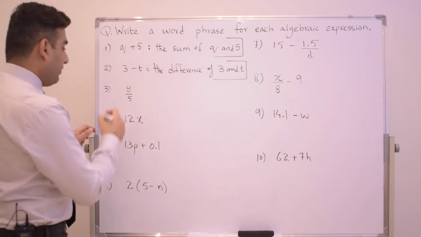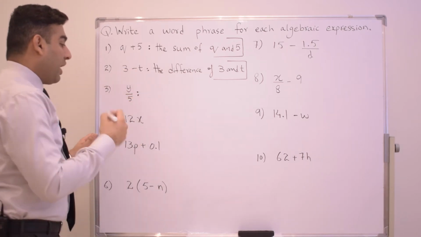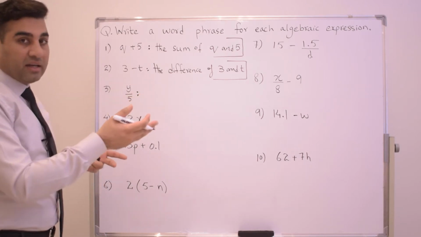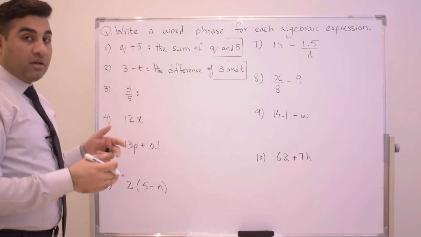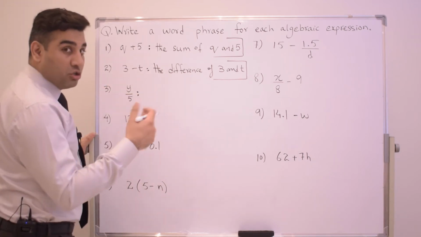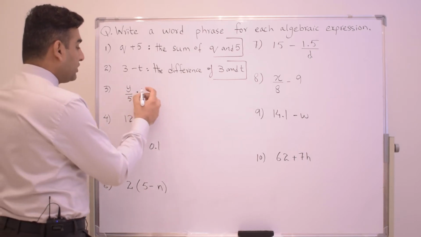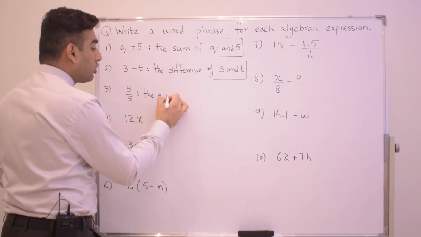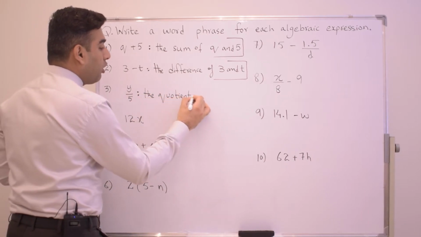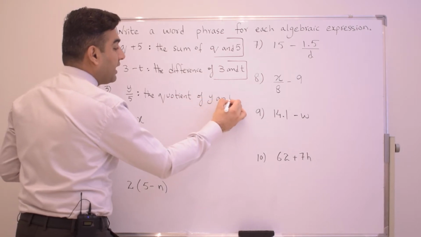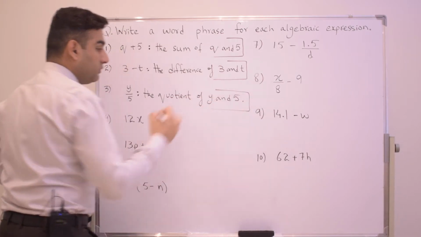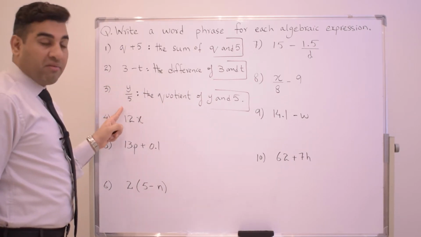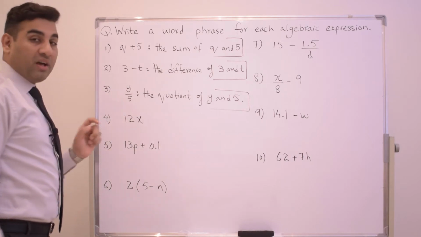Okay guys, we have the next part 3, y over 5 or y divided by 5. So what I am saying, you can just write it as y divided by 5, but the more appropriate one that they usually use in the books is the quotient of y and 5. So I can write the quotient of y and 5. Okay guys, so quotient means divide what? Y divided by 5.